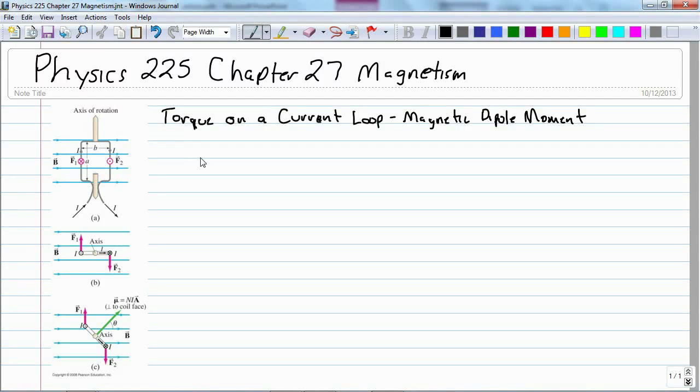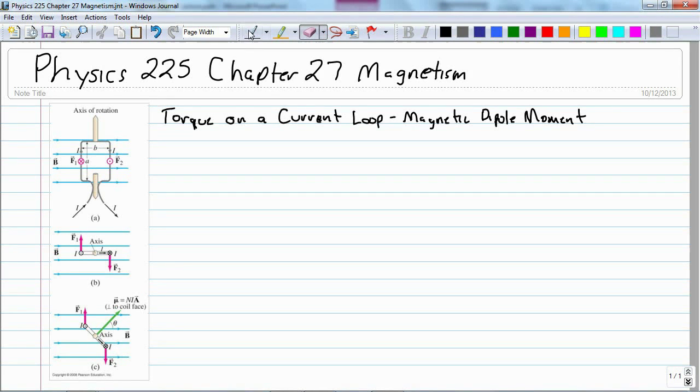If we have a current loop, basically just a wire and a loop, and we put this into a magnetic field, we're going to see that the loop is going to want to turn. Now, in this case, we have the current going up the left-hand side, so if we use the right-hand rule, put our fingers in the direction of the current, then bend them into the direction of the magnetic field, and our thumb points to the direction of the force.